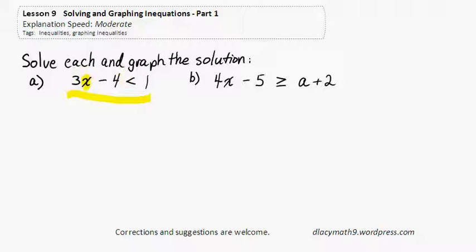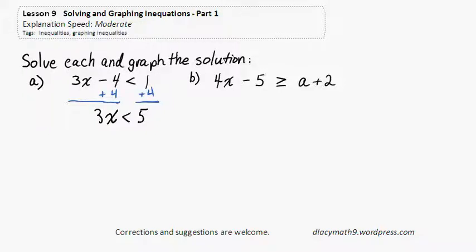So here's what you do. The same thing as we did with equations. I am going to try to make this have an x on the left and a number on the right. What I'm going to do is add 4 to both sides. As we have learned to do with equations, that will give us 3x. Now just carry this less than sign down: 3x is less than 5.